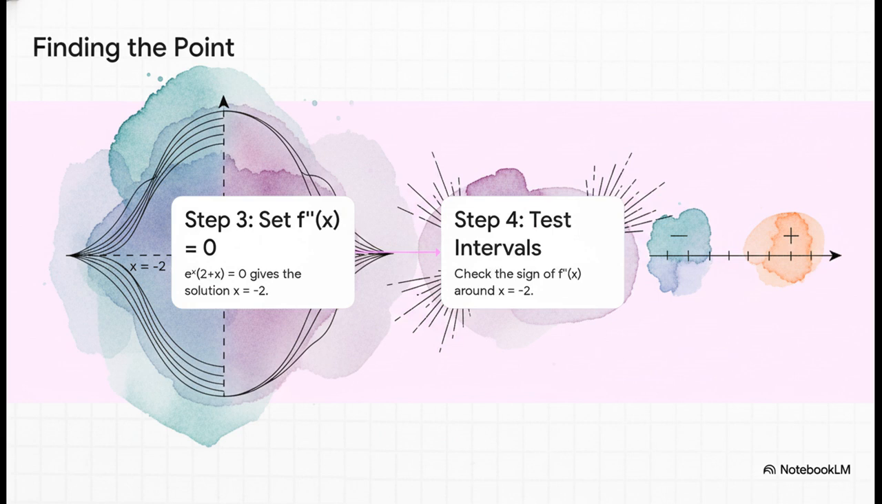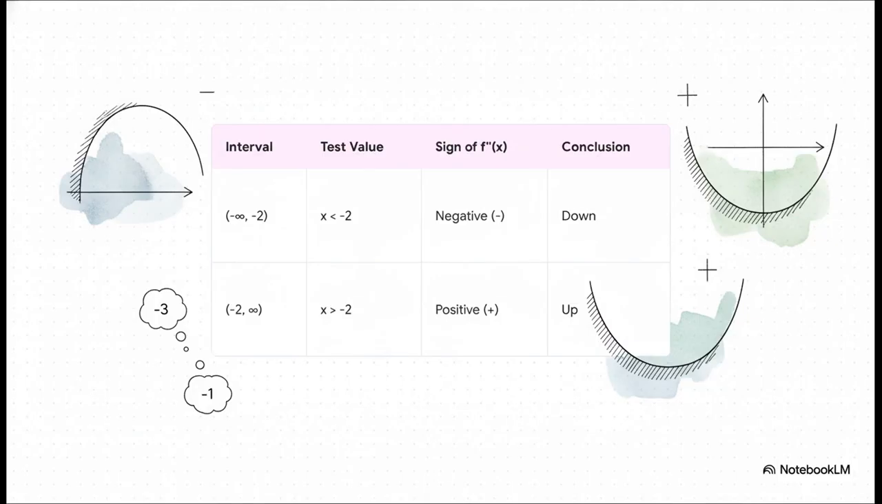This is our critical point. Now, all we have to do is set up a number line and test the intervals on either side of negative 2 to see what the concavity is doing. And here's what we find when we do that.